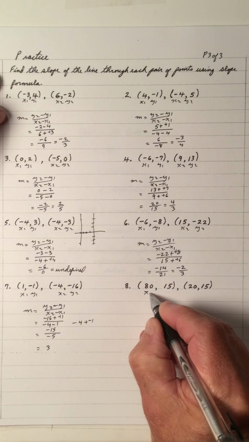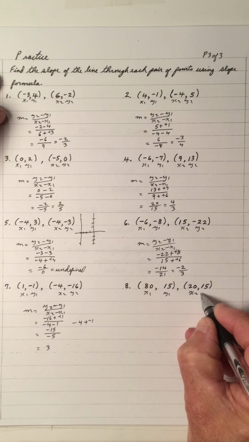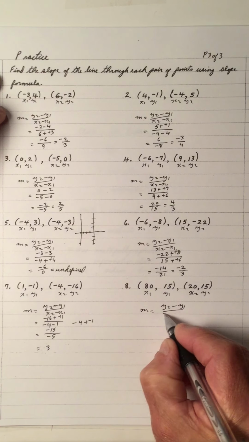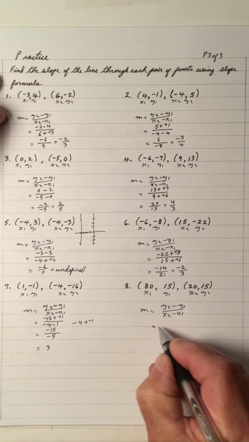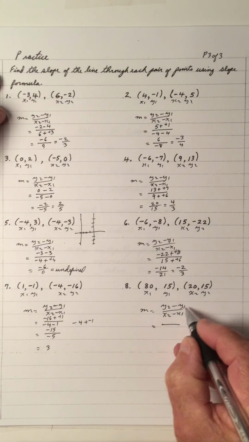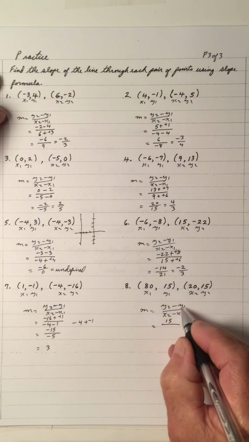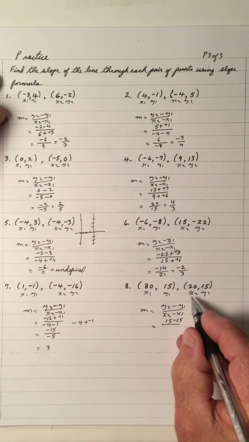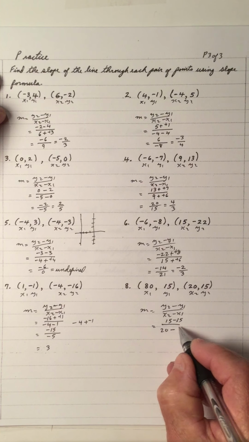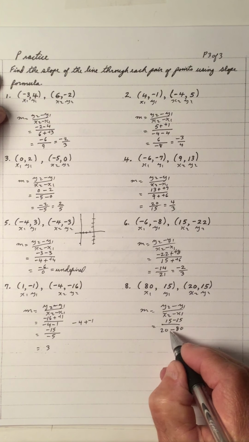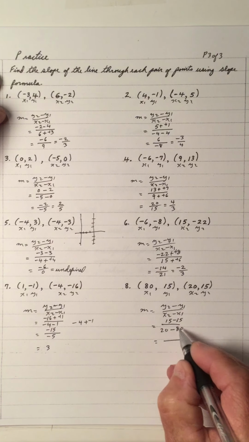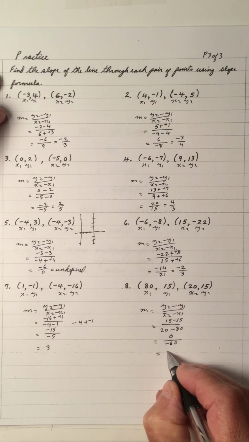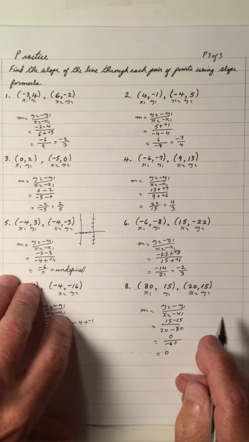And the last one. x1, y1, x2, y2. Slope is y2 minus y1 over x2 minus x1. y2 is 15 and y1 is 15, and x2 is 20 minus 80, which is x1, and that gives us 0 over negative 60, and that's a 0. So the slope of that line is 0.